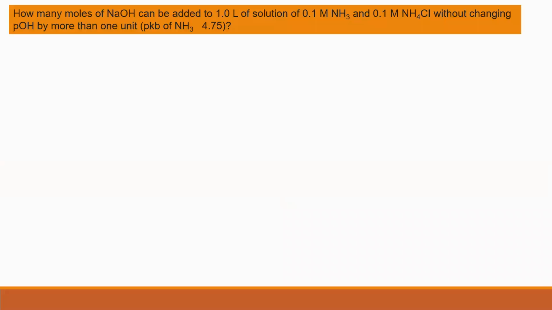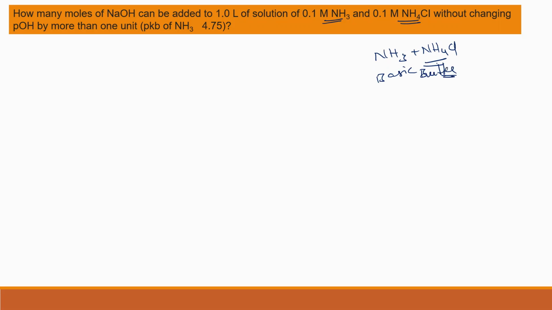The first question is: how many moles of NaOH can be added to 1 liter of solution of 0.1 M NH3 and 0.1 M NH4Cl without changing pOH by more than 1 unit? The pKb of ammonia is 4.75. Seeing this, what can you understand? This is a mixture of NH3 and NH4Cl, which is nothing but a basic buffer.